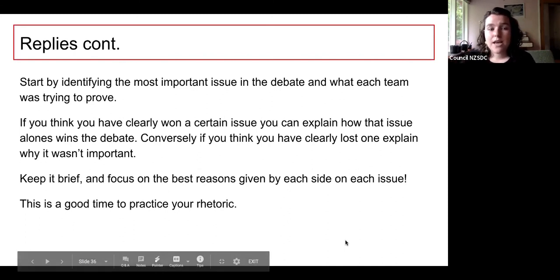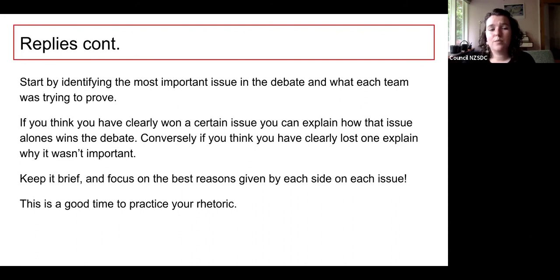So here are some tips. First is to start by identifying the most important issue in the debate. Most debates have one issue that is the most important thing in the debate. Sometimes there are a couple of things that really matter, but most of the time there's one issue that is more important than the others.